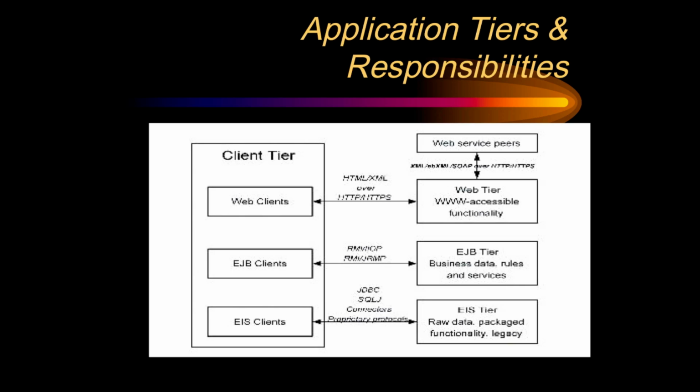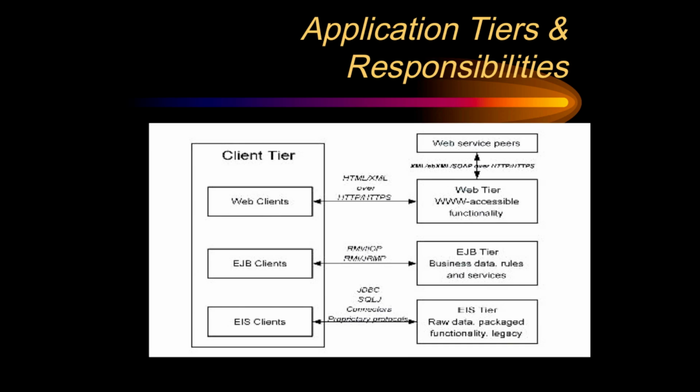I don't know if you can read the middle of this slide, but the top one says HTML/XML over HTTP or HTTPS. That's web clients connecting directly to the web tier and doing the kinds of things that you can do on the web. The next level down is EJB clients, Enterprise Java Bean clients, and they're using a different set of remote method invocations and different kinds of communications to connect to the Enterprise Java Bean tier, which has the business data, the rules and services that the enterprise supplies.